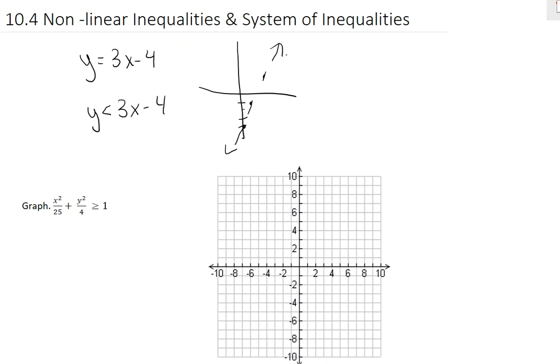And there were two things we talked about. One was testing a point. What we could do is we saw that this was divided into two halves, above the line and below the line. So what we could do is we could test a point. So if I tested 0, 0 into the inequality, we would see that 0 is not less than -4. So this side would be false and therefore shade the other side because the other side would have to be true.